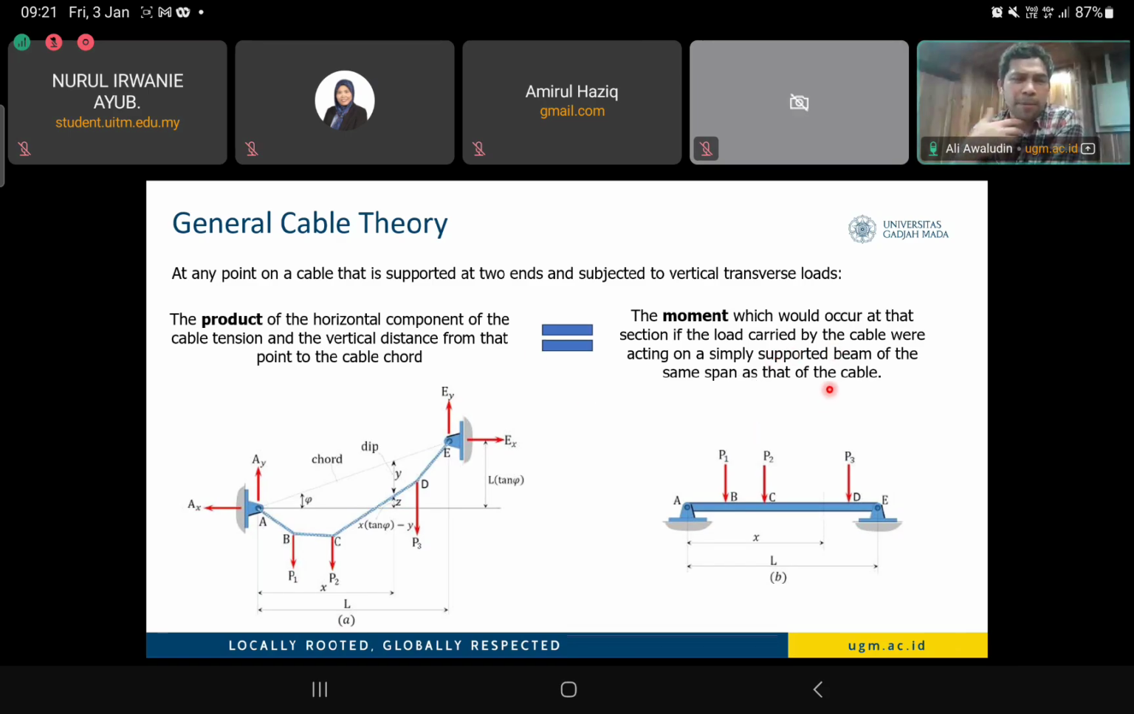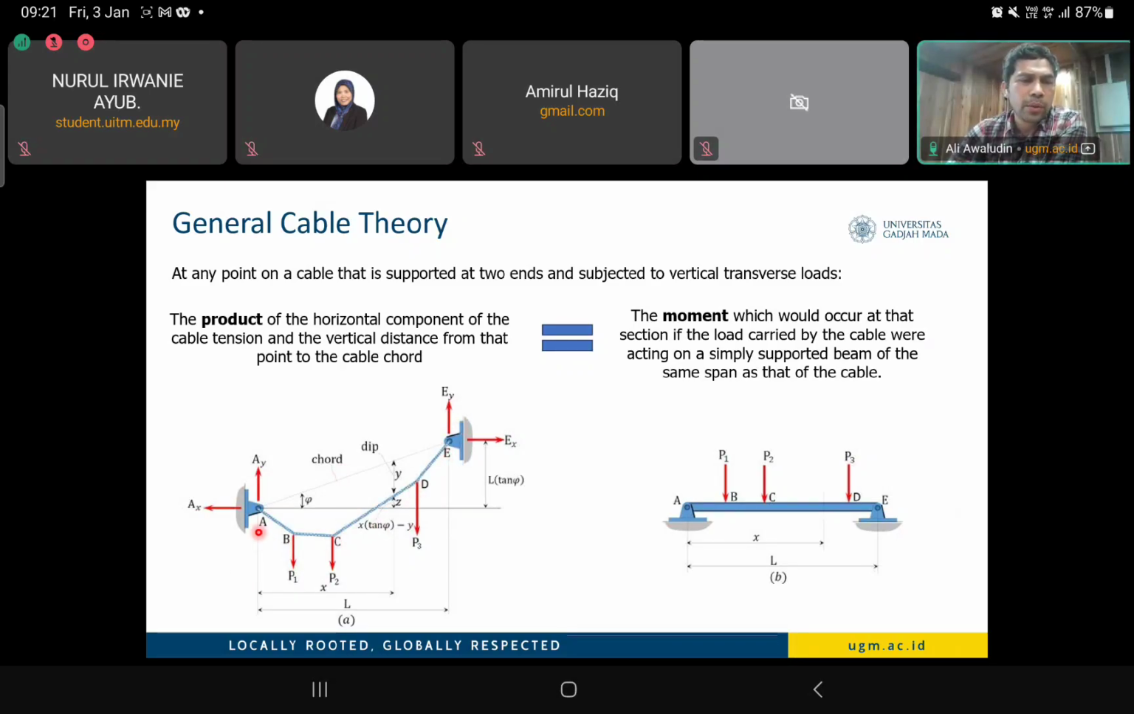I finally, when I prepare the subject, also come to some theory which is very exciting. They stated that at any point of a cable... so I'm comparing these two pictures. The one is the cable, which has the point load at B, C, and D, and the elevation of the support A and E is different. So we have 4 reaction forces, we have 3 point loads, and also we have cable tension forces at AB, BC, CD, and DE.